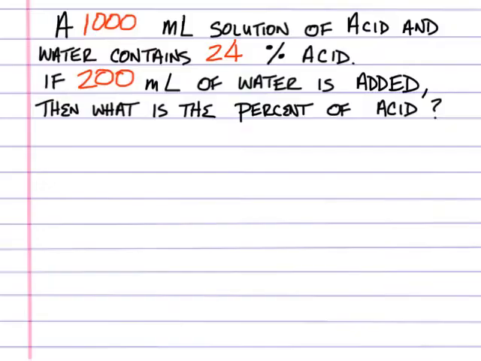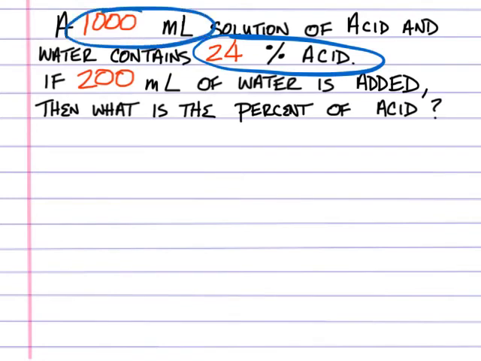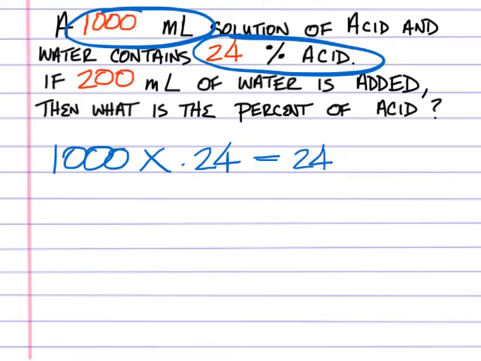Practice number 2. A 1,000 milliliter solution of acid and water contains 24% acid. If 200 milliliters of water is added, then what is the percent of acid? The solution for the practice is to start off by finding how many milliliters of acid we have in this 1,000 milliliter solution. Multiply 1,000 by 0.24, and that should come out to 240.